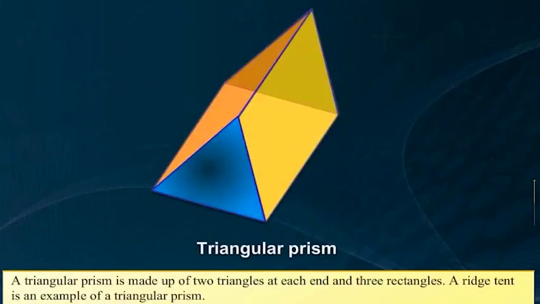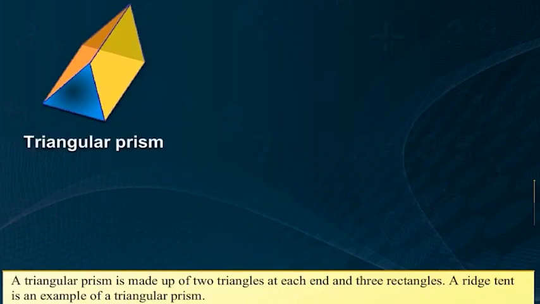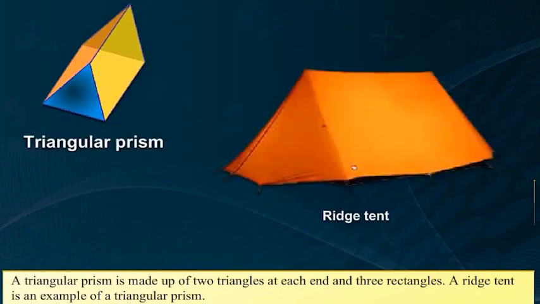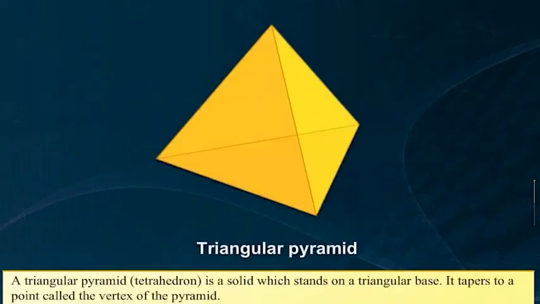A triangular prism is made up of two triangles at each end and three rectangles. A ridge tent is an example of a triangular prism. A triangular pyramid or tetrahedron is a solid which stands on a triangular base. It tapers to a point called the vertex of the pyramid.